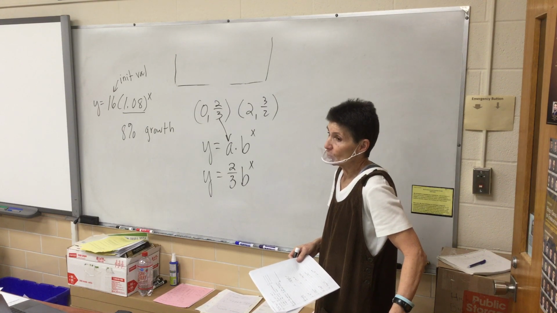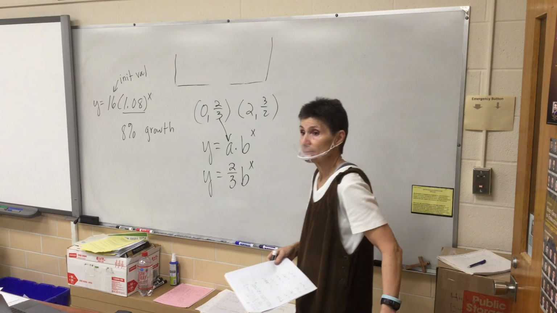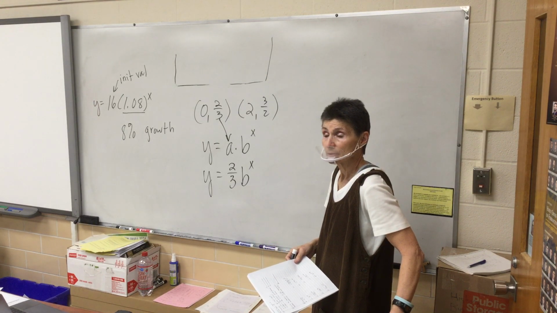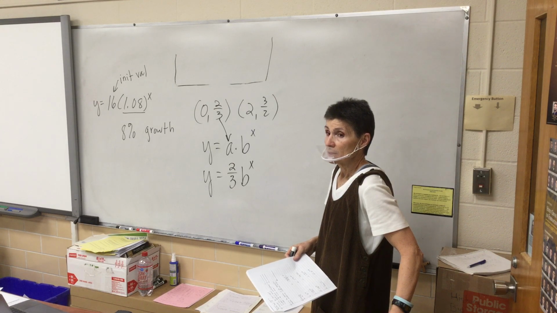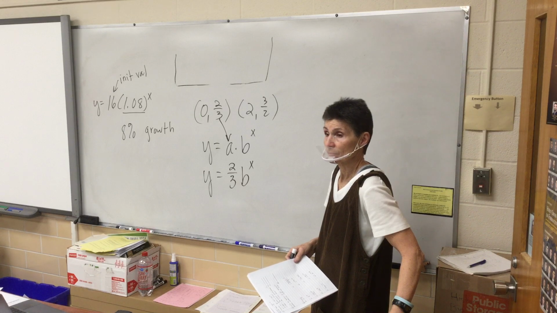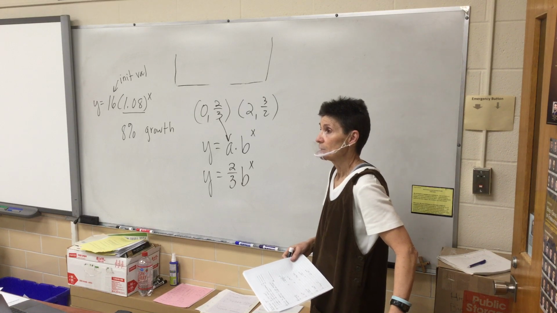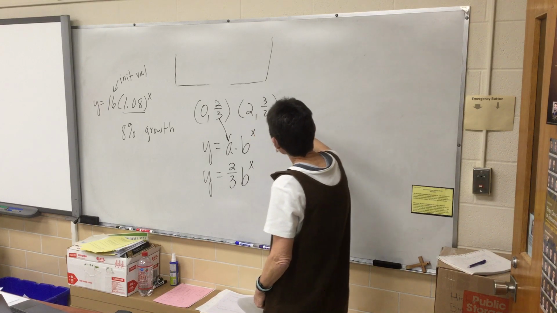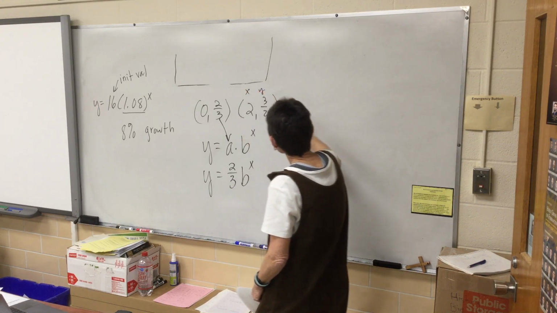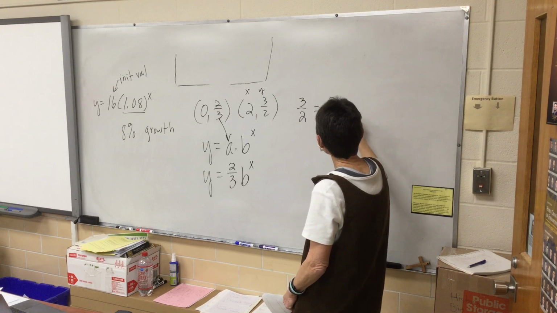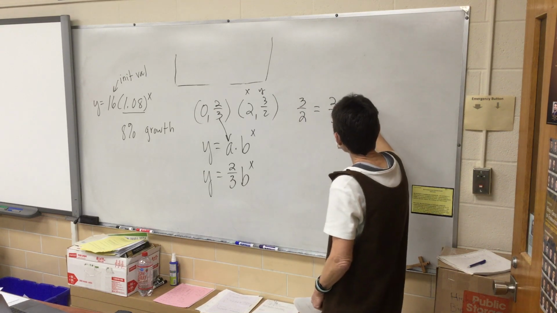But now we have to do some work. Now we have to find B. Okay? All right, how do we do that? Plug in the other ordered pair. So plug it in for my x and my y. So 3/2 equals 2/3 b to the second.